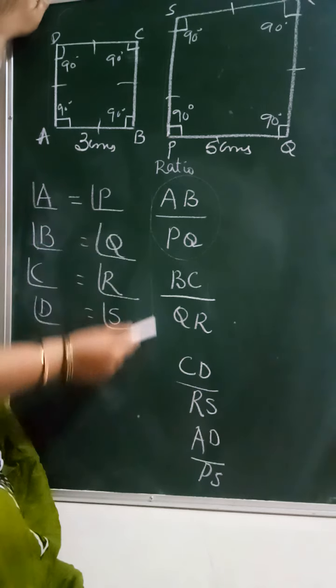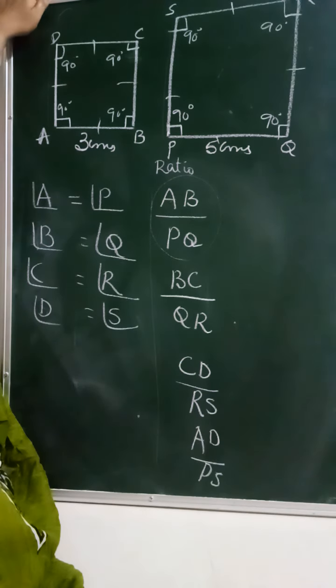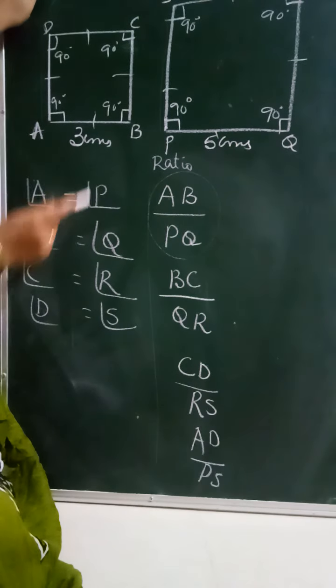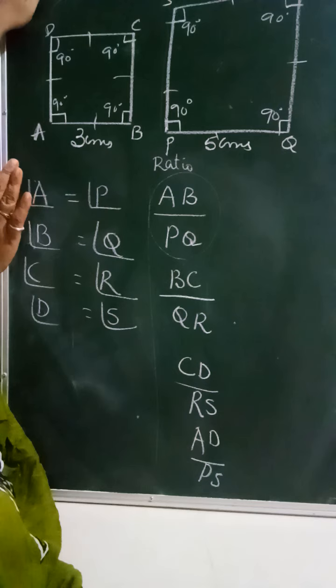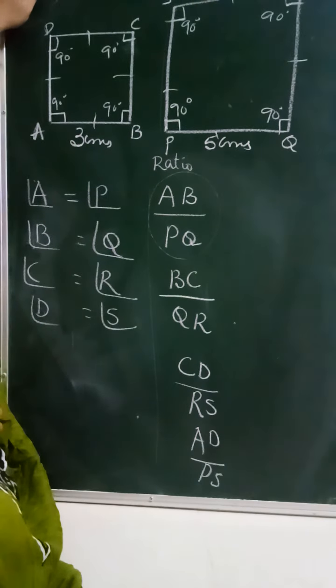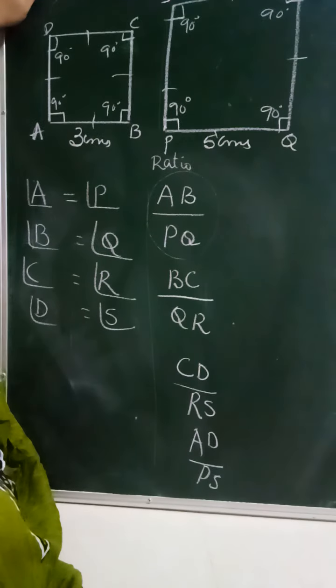What have I taken here? I have taken the ratio of the corresponding sides. In the first part I took corresponding angles. I didn't consider ratio. You should not consider ratio for angles. We have to consider the ratio for sides.